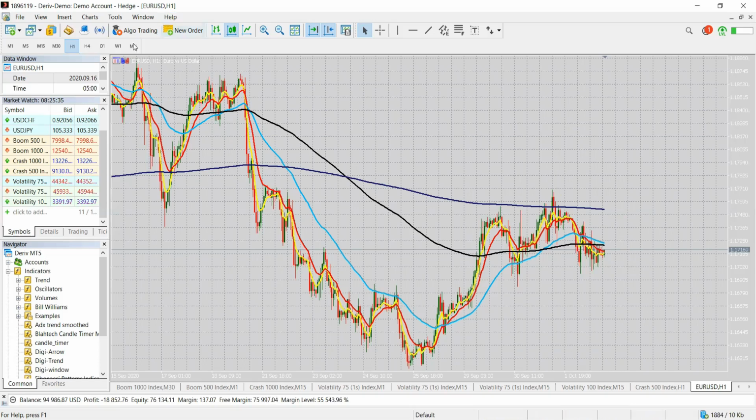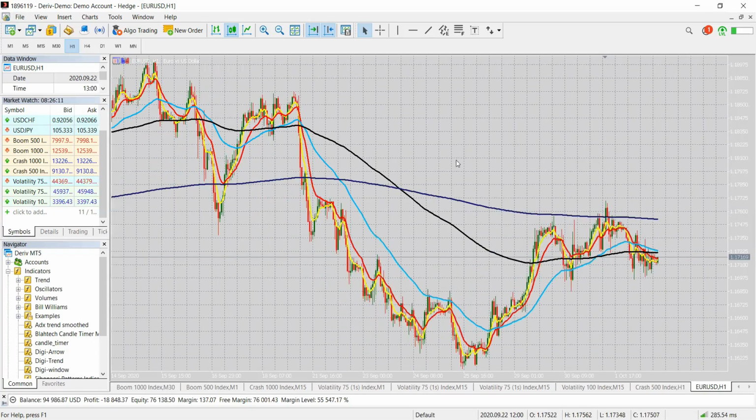So this is what I do. I use my 1 hour time frame. Right now we're looking at Euro USD. I'm sure you're already familiar with these EMAs. The yellow one is EMA 5. The red one is EMA 13. Then EMA 18. I think the sky blue is EMA 50. The black one is EMA 200. And then the midnight blue is like EMA 800. So this is basically what I do.